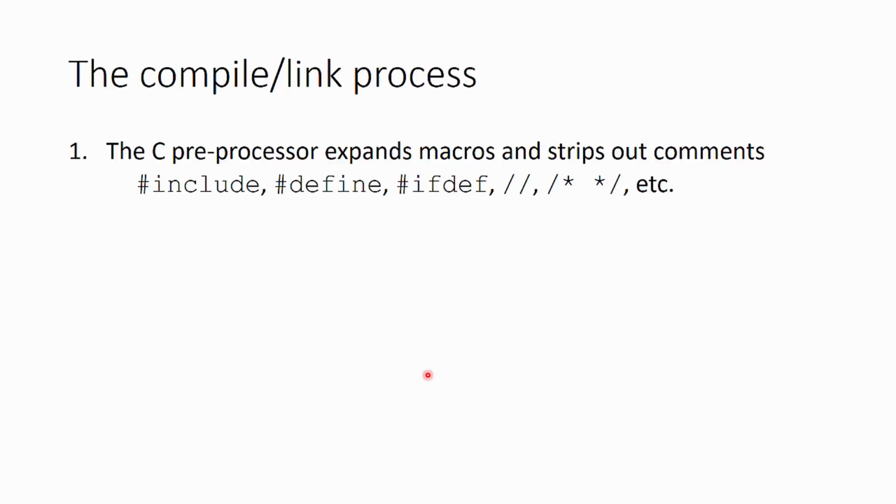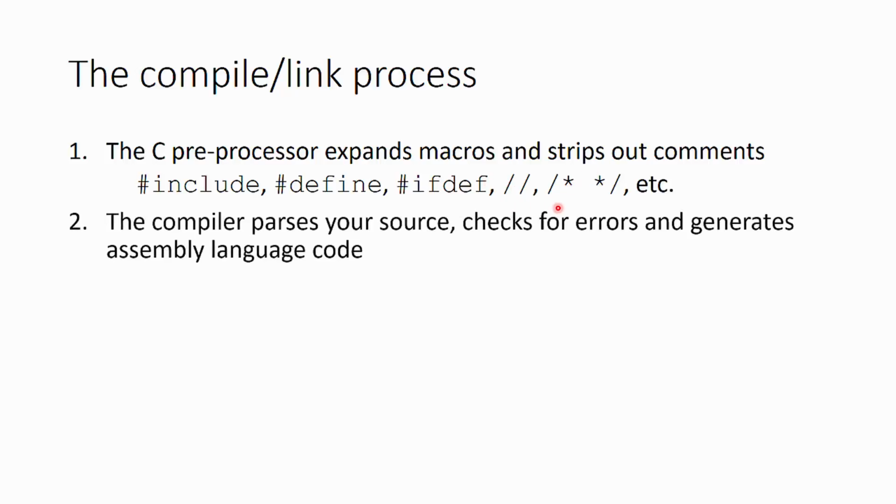In C, our preprocessor expands macros and strips out the comments. So all these includes are expanded into the various files that we want to put into that file. Various constants can be defined and other things can be defined. We can even do the rudimentary if-then structures with an ifdef. And the different forms of comments are all stripped out as well. The compiler is going to parse the code, meaning it's going to read through it.